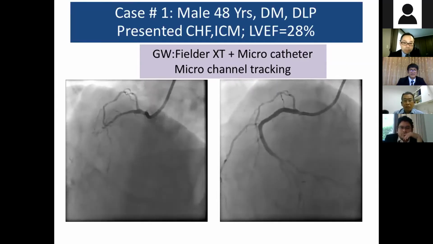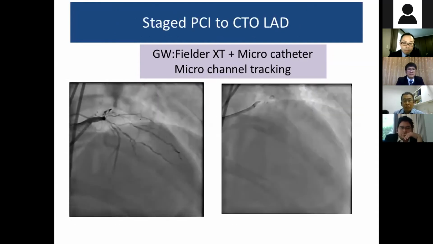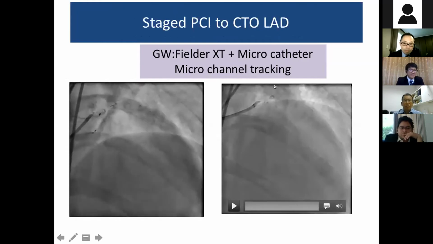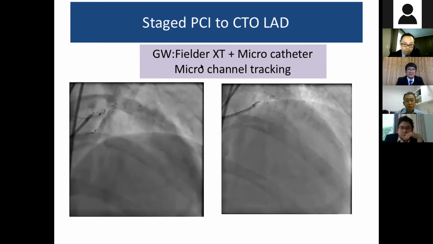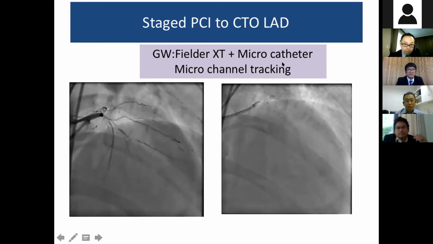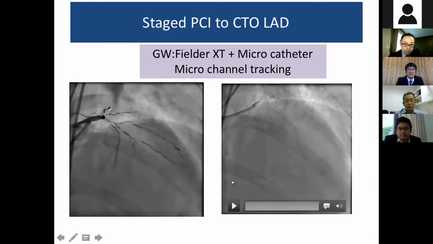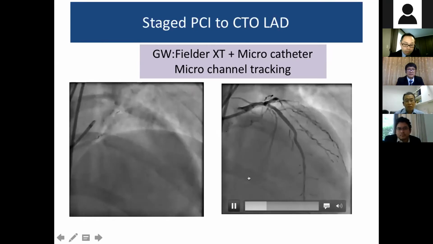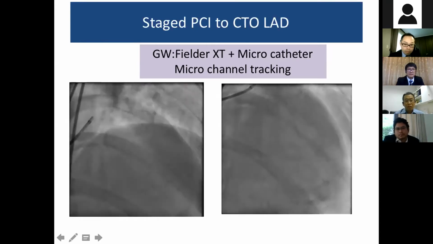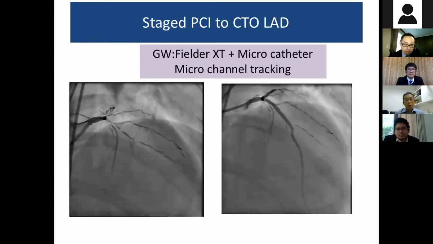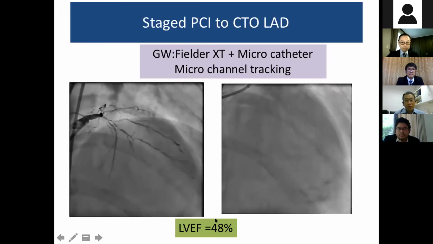And after this, I scheduled a staged PCI to the CTO LAD. Again, we started with the exploring strategy first, with Fielder XT and a microcatheter for microchannel tracking. This lesion was successfully crossed with only one wire and finished with stenting. And at follow-up, the LV ejection fraction had improved from 28 to 48%.